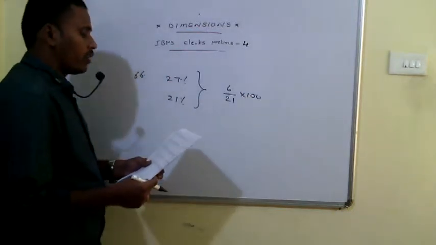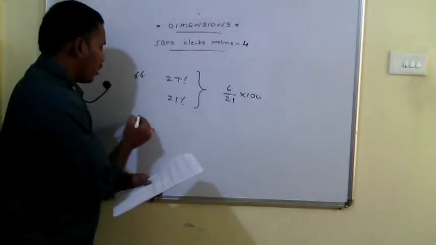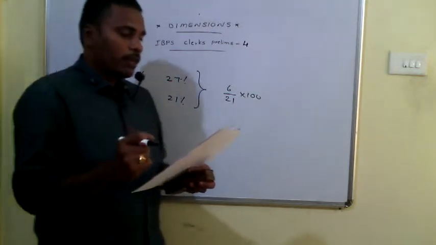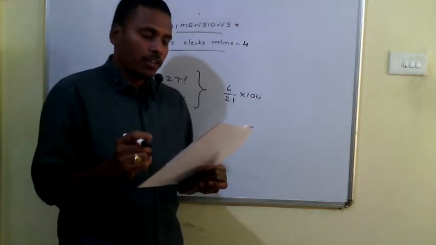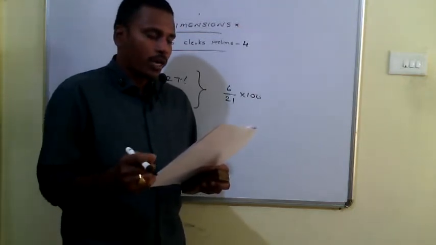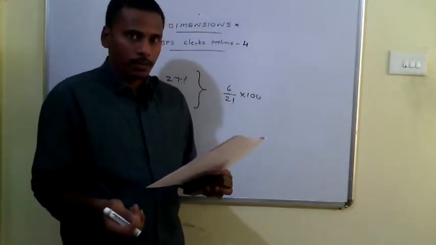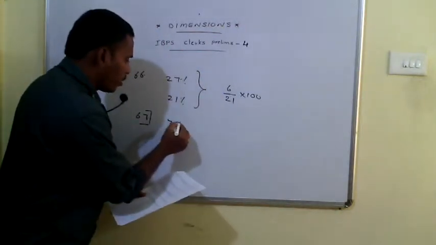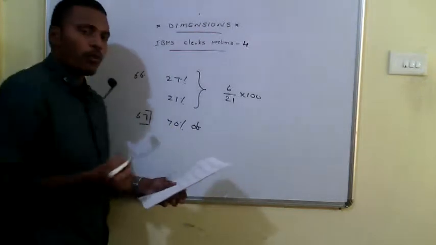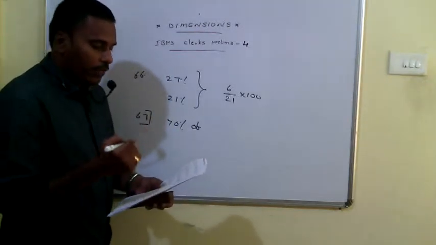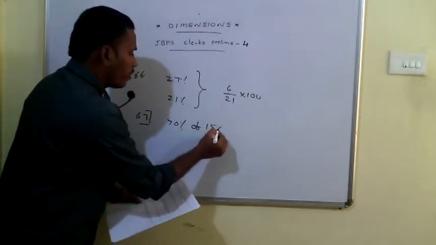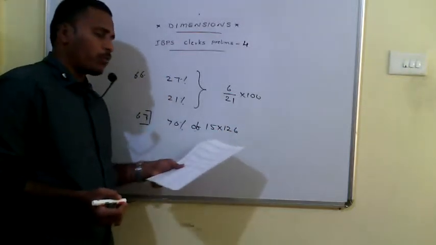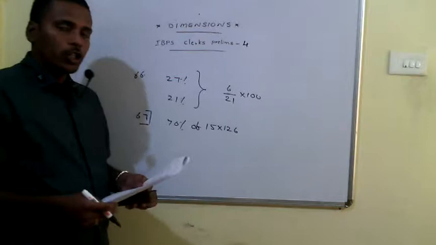Okay, approximately that will be less than 30, so nearly 29. Coming to 67. If 30% of the number of employees of research department are females, what is the number of male employees of research department? Since 30% are females, 70% are the males, so 70% of the number of employees in research department. It is given that 15%, so 15% of that value, that means 15 into 126 is the number of employees in research department. 70% of that value is your answer.